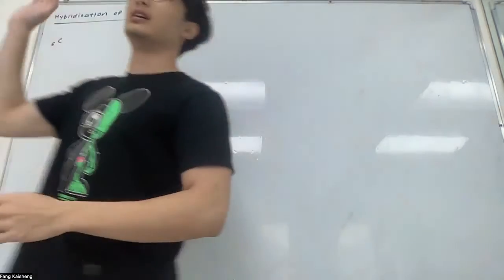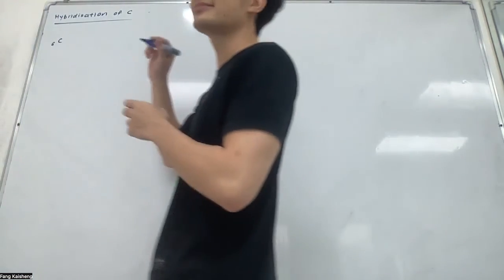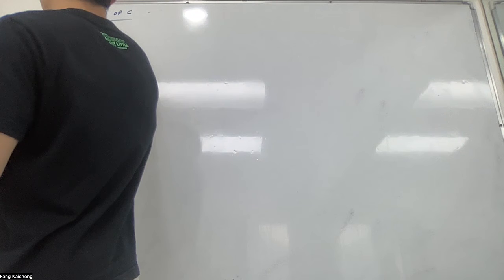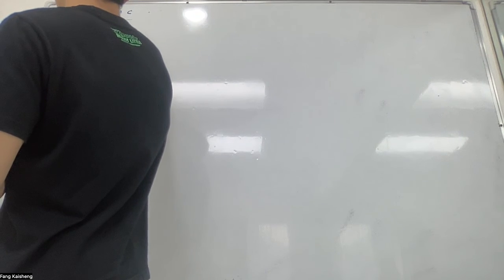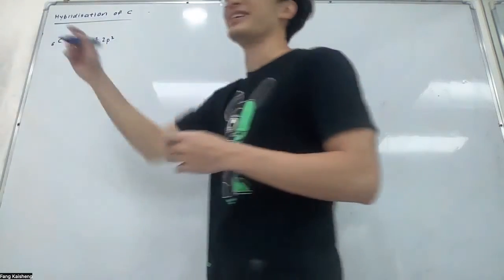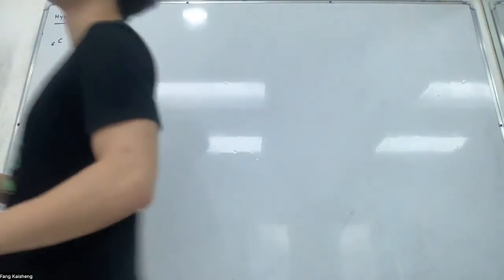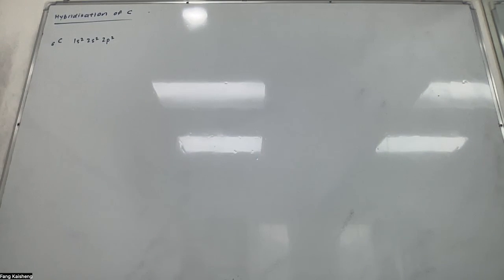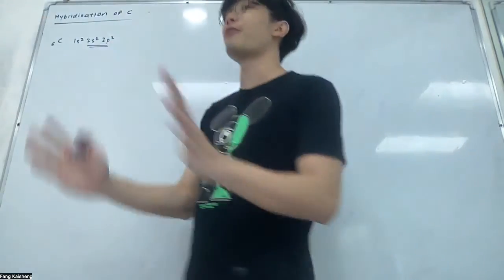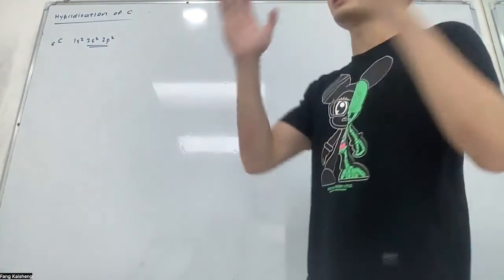For carbon, what is the electronic configuration? 1s2, 2s2, 2p2, so 2, 4, 6. It must add up to 6 electrons for carbon. So let's look at this first. Carbon has 6 electrons, but it has 4 valence electrons. You know carbon can form how many bonds? 4 bonds. That's a fact. Carbon can form 4 bonds, and that's probably because it has 4 valence electrons.